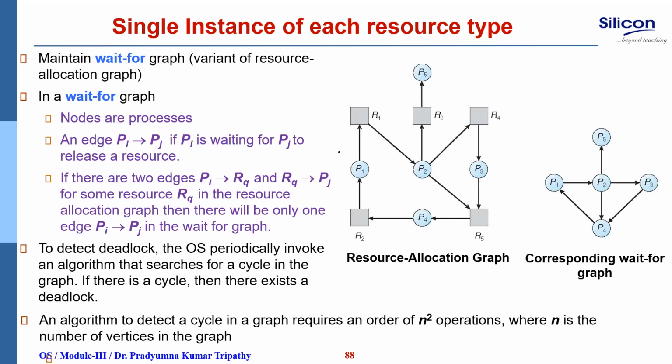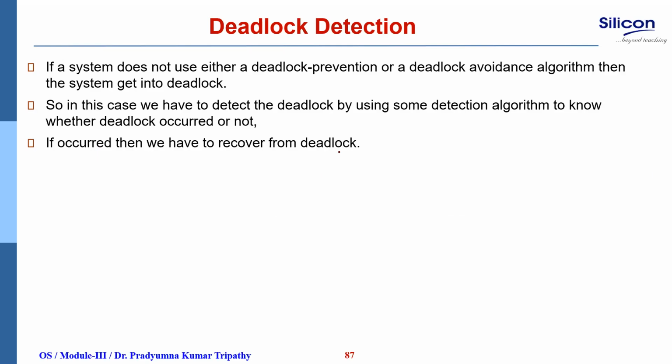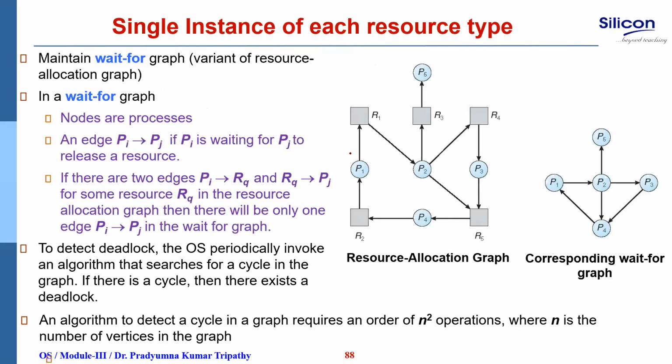Correct? So, if a system doesn't use either a deadlock prevention or a deadlock avoidance algorithm, then the system can get into deadlock. In this case, we have to use some detection algorithm to know whether a deadlock has occurred or not. If it has occurred, then which processes are in the deadlock? And then we'll try to recover from the deadlock. So we'll now read deadlock detection and deadlock recovery.